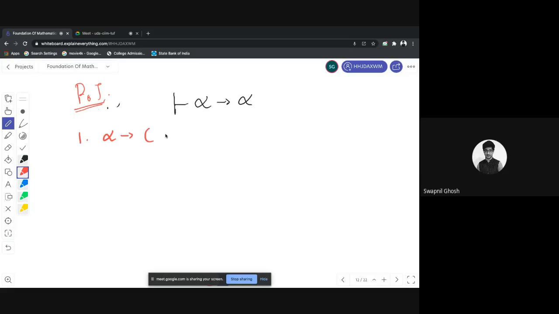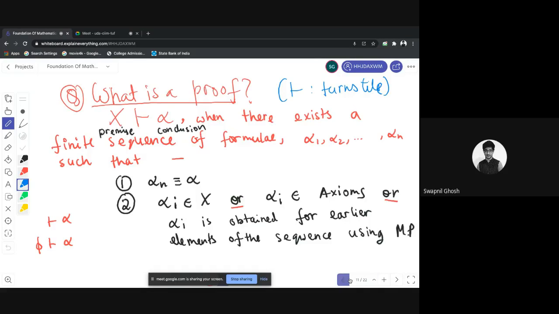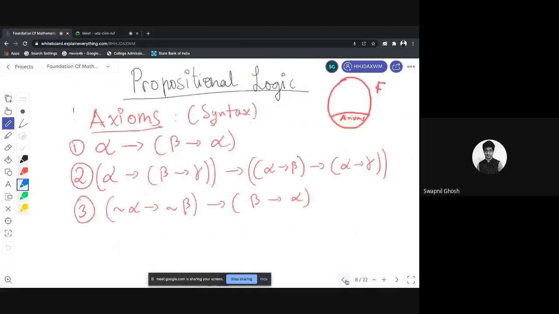We are trying to create a sequence of... So 1 represents the first, like alpha 1, something like that. So alpha. Anyone? What is this? This is one of the axioms. Can anyone guess which axiom? Which axiom are we talking about? So we are talking about the first axiom. Alpha implies beta implies alpha.